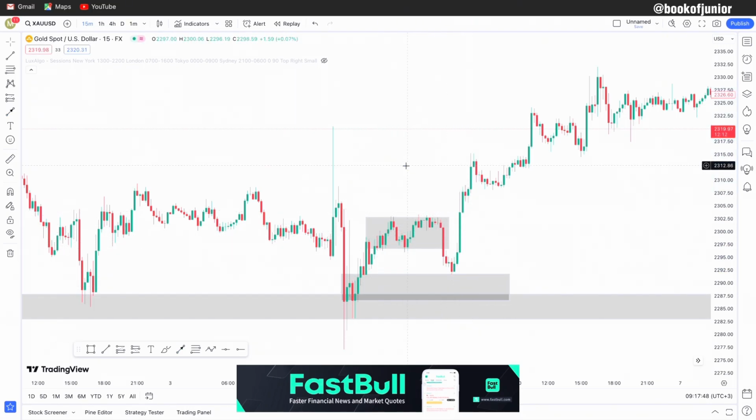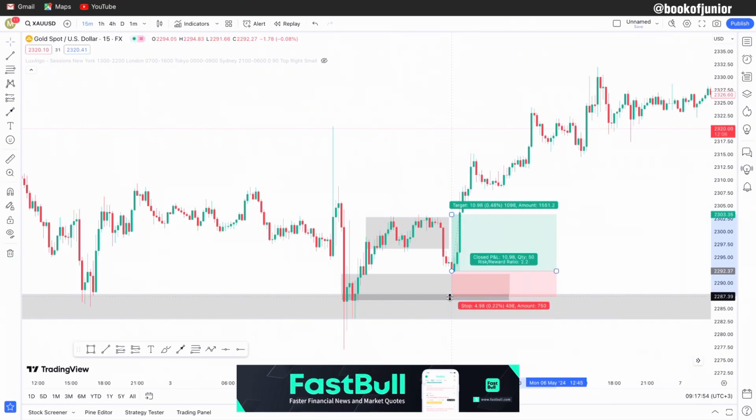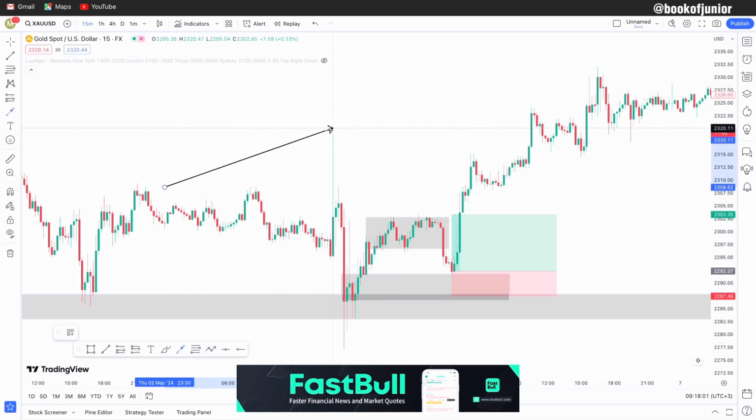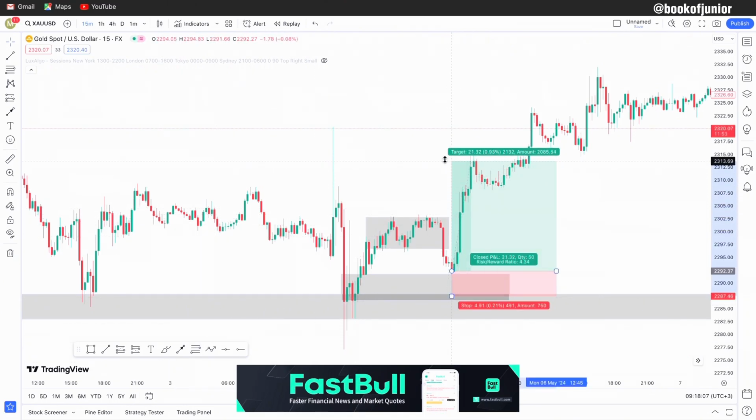So I took a sniper entry just down here like this, putting my stop loss exactly at this point right here, risking 40 pips, and targeting this zone right here, the highest point NFP reached. That's the one I targeted, just like this.